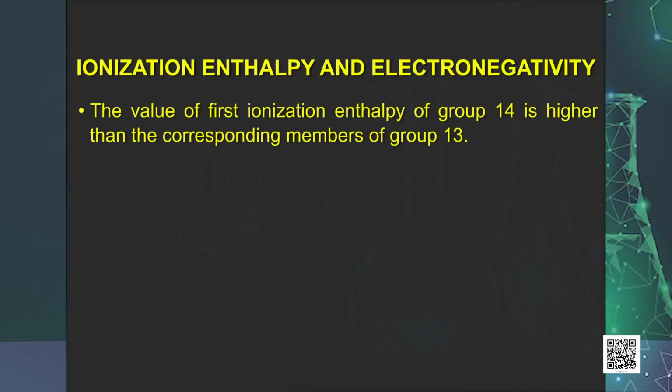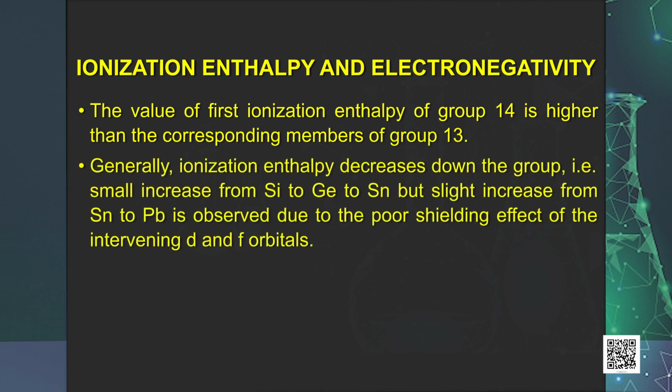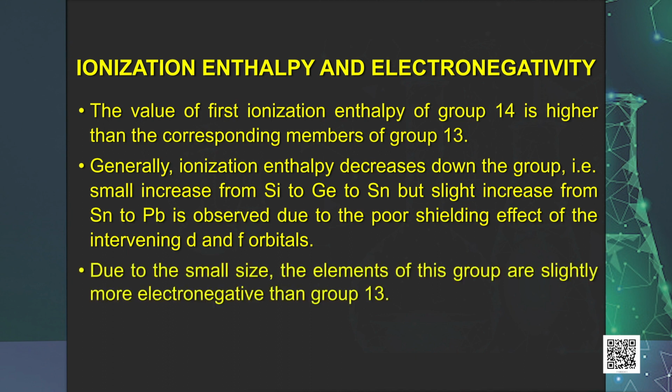When we talk about the ionization enthalpy, the value of first ionization enthalpy of group 14 is higher than the corresponding members of group 13. Although ionization enthalpy decreases down the group, a slight increase from tin to lead is observed as a consequence of poor shielding effect of intervening d and f orbitals. Due to the small size, the elements of this group are slightly more electronegative than group 13.